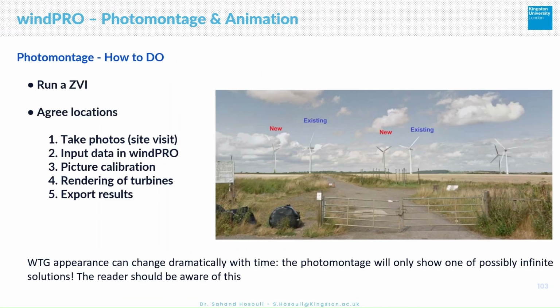So what we need to do and how we do it: we should start by running the ZVI as we did previously to understand where it would be visible. Then we will agree on the location, in terms of the planning permissions, etc., where we're going to take the photo. We will take the photo by site visit. We will input the data in windPRO. We will do picture calibration in terms of the focal lengths and matching with the landmarks, and then we will render the turbines and export the results.